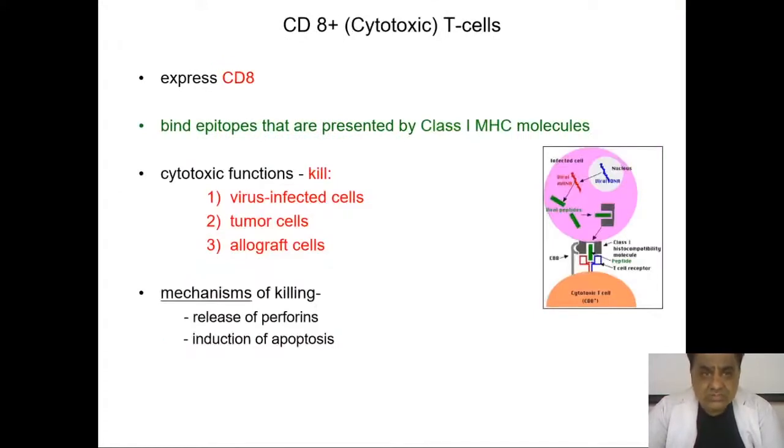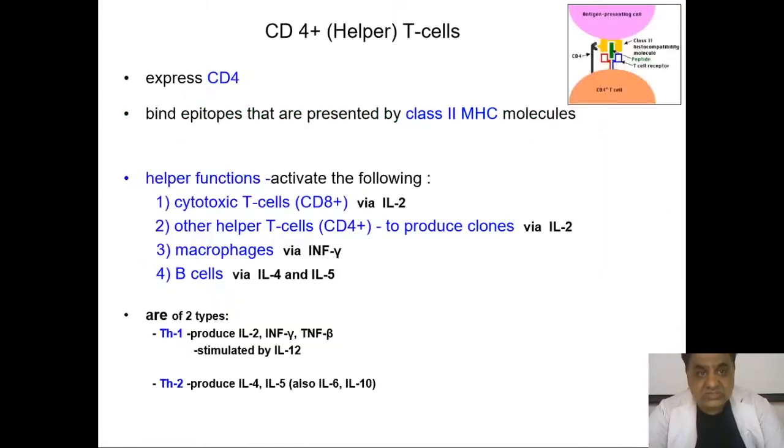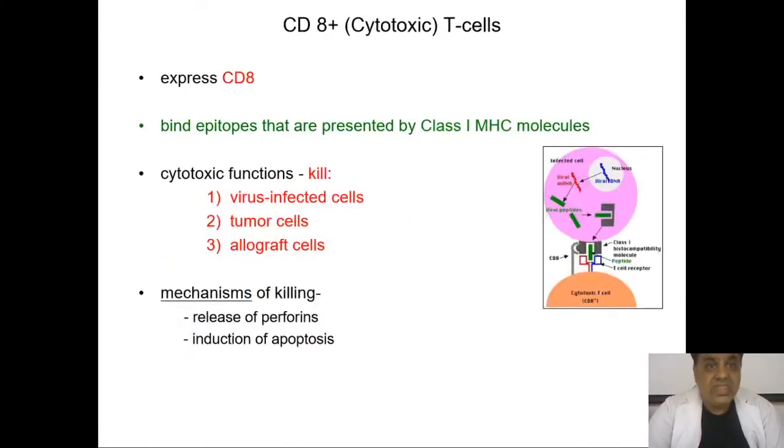And now, on the other hand, the cytotoxic T cells express CD8. So that's how they are recognized. Now remember, CD4 and CD8 have the pan-T cell marker CD3. So the surface phenotype of a CD4 is CD3 plus CD4, whereas the surface phenotype of a cytotoxic T cell is CD3 plus CD8.